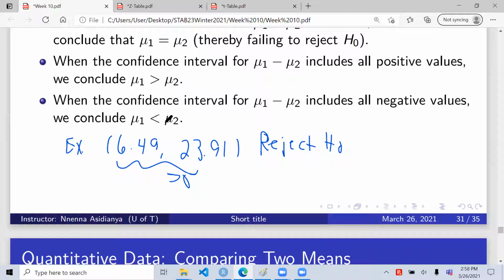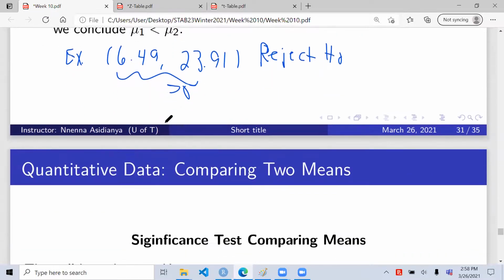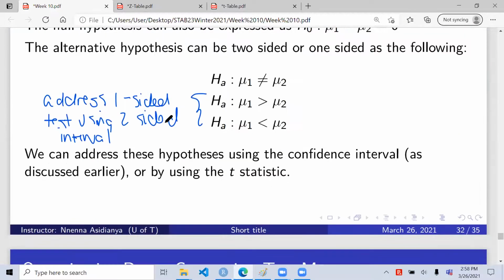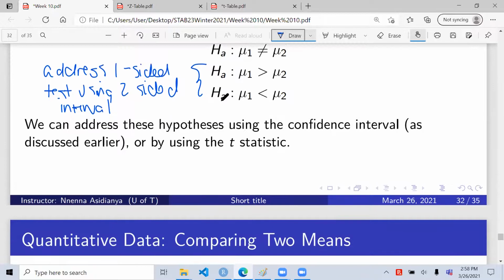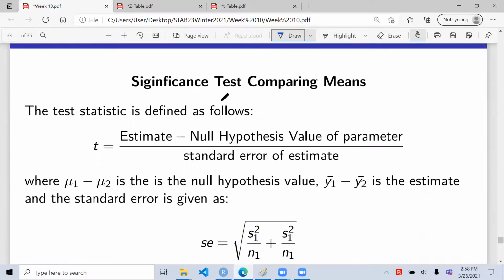But if all the values were negative, you can say, look at what we see, the values are all negative. It doesn't cover 0. We have evidence that it looks like mu1 is less than mu2, so we would accept the alternative. So you can perform the same test, but you're doing it using a two-sided interval. You could use the confidence interval to answer these questions, or you could use the test statistic, which is what you saw before.